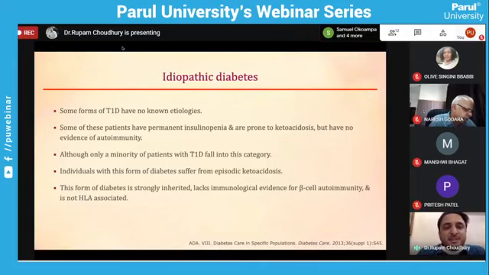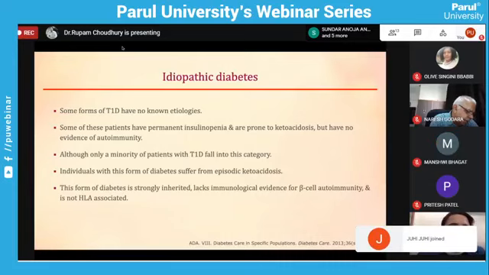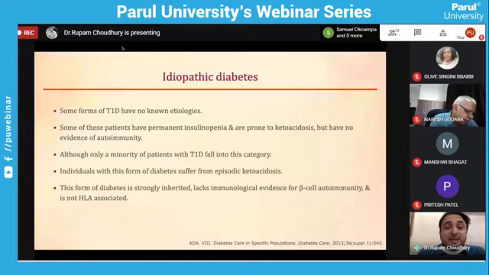Some of these patients have permanent insulinopenia, that means less insulin in circulating blood, and are prone to ketoacidosis but have no evidence of autoimmunity. In those patients, we might not find any autoantibody, but their insulin levels are very low. So in these cases, we don't know the etiology of the condition. Only a minority of patients with type 1 diabetes fall into this category. Very few patients will fall into this category if you really assess them biochemically.